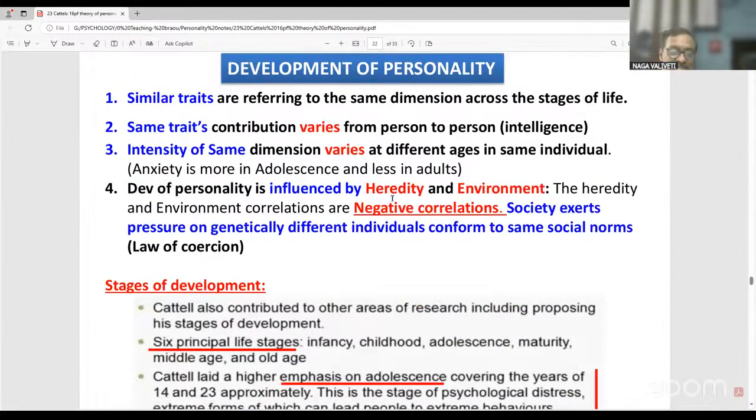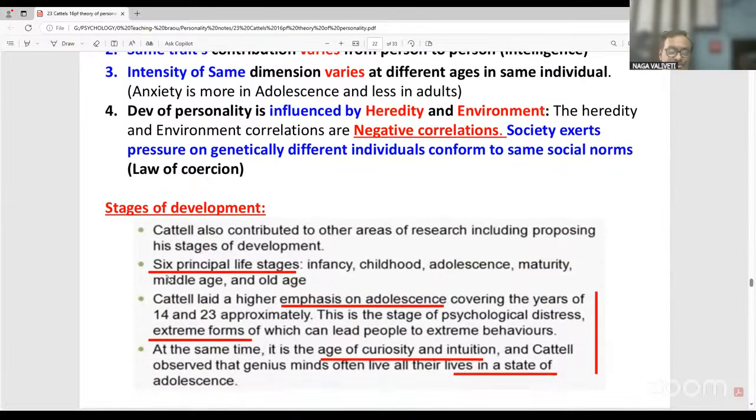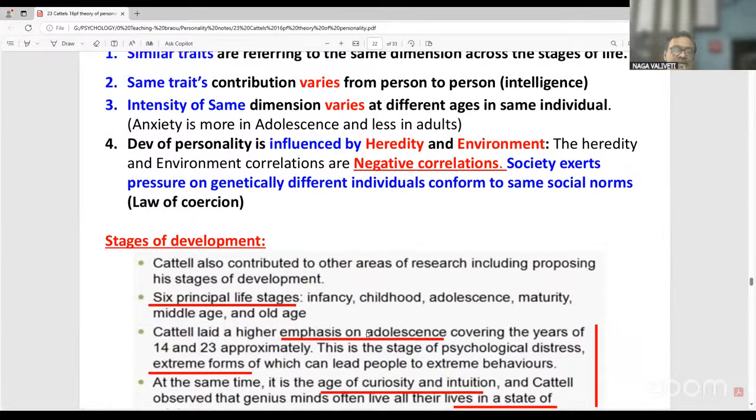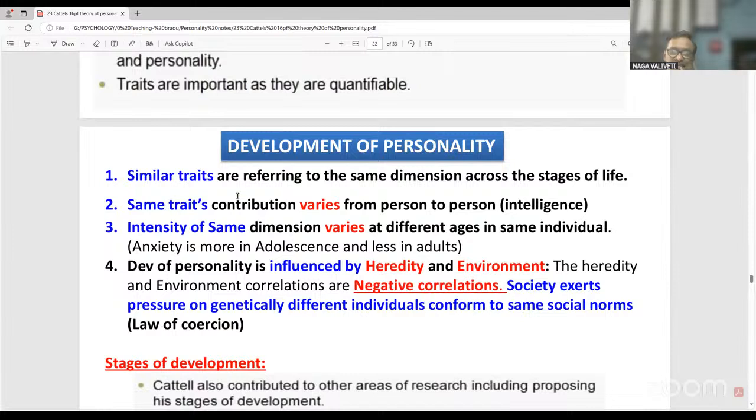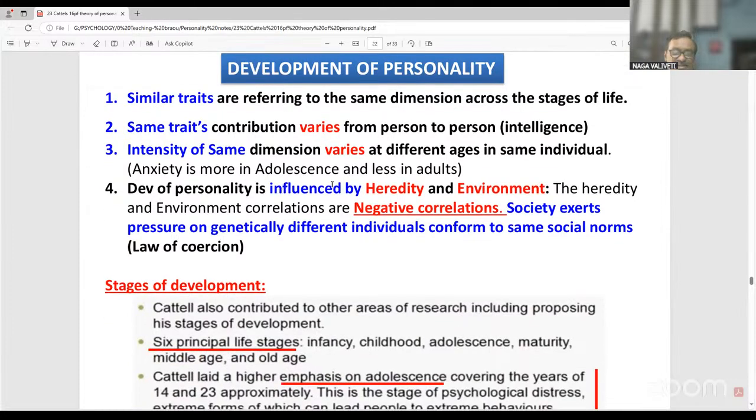Then, on development of personality, he says that there are six primary stages: infancy, childhood, adolescence, maturity, middle age, and old age. He says that adolescence is very important for development, just like Allport also said. Here, similar traits refer to the same dimensions across life. Some traits vary from person to person. The intensity of the same dimension also varies in the same person with age. Anxiety is more in adolescence, less in adulthood. Development of personality is influenced by heredity and environment. We have already said that, but he says that these two are negatively correlated.